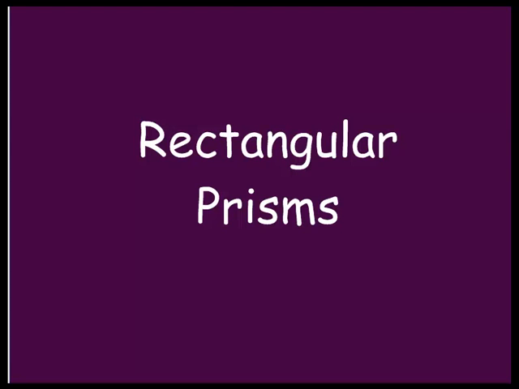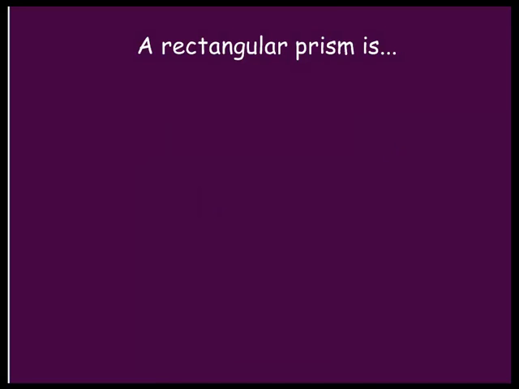In this video, we're going to talk about rectangular prisms. I want you to write down in your journal what a rectangular prism is, and we're going to talk about the characteristics that make a rectangular prism a rectangular prism. First of all, a rectangular prism is a geometric solid.